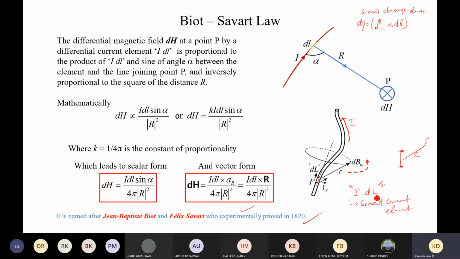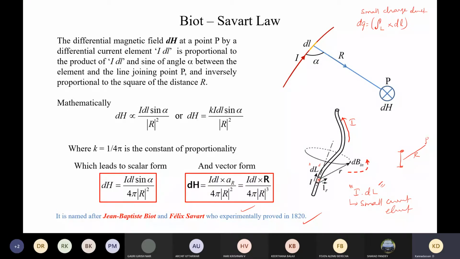So that is how it is defined. It is called a small current element. Otherwise, if you multiply I into dl, that will be called a current element. But since dl is extremely small, or infinitely small, we can call it a small current element.